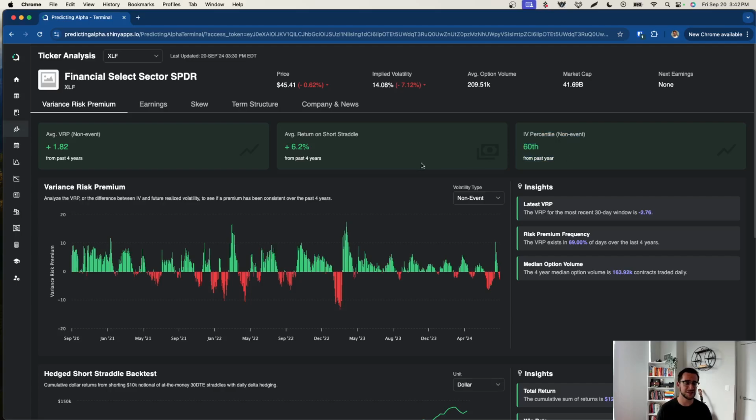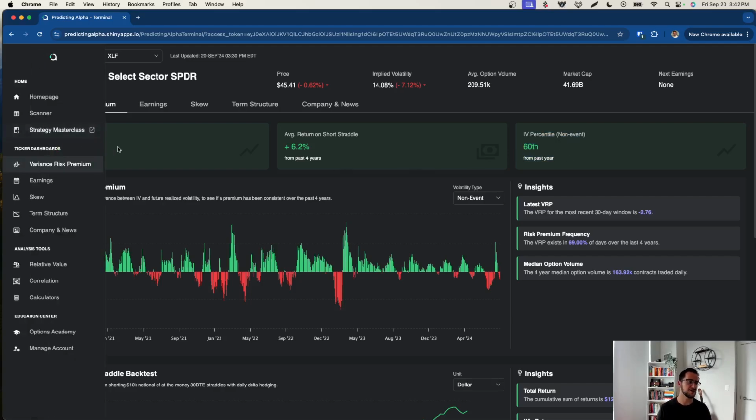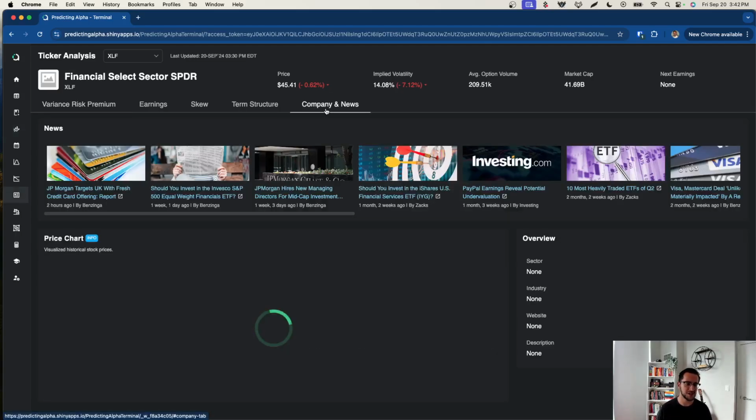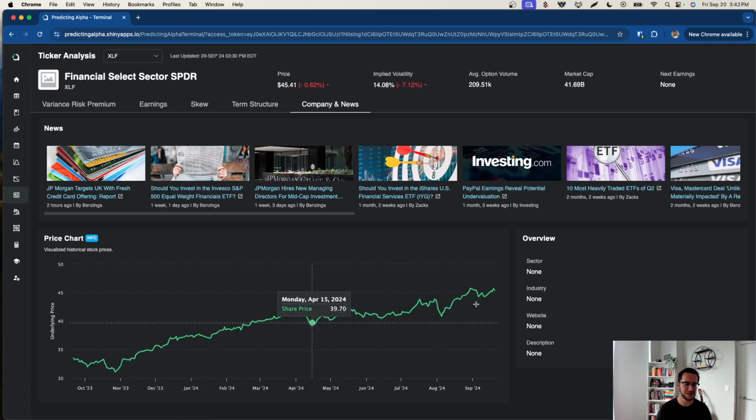IV percentile at the 60th percentile. That's cool with me. Average VRP of about 2. Super good. And then a quick check here. I just take a look at the price chart, and this kind of matches what we were seeing in the backtest. If we saw, let's say, a huge drawdown in the price chart, but the backtest didn't reflect it, then I'd be like, what's going on here? Maybe there's a liquidity issue, something like that. But this literally matches what we expect to see.